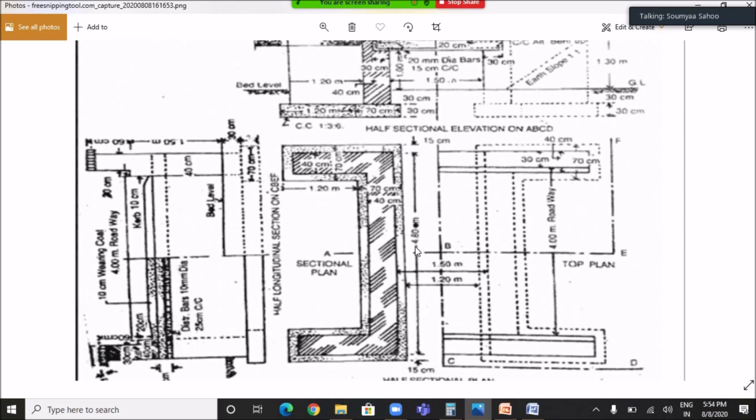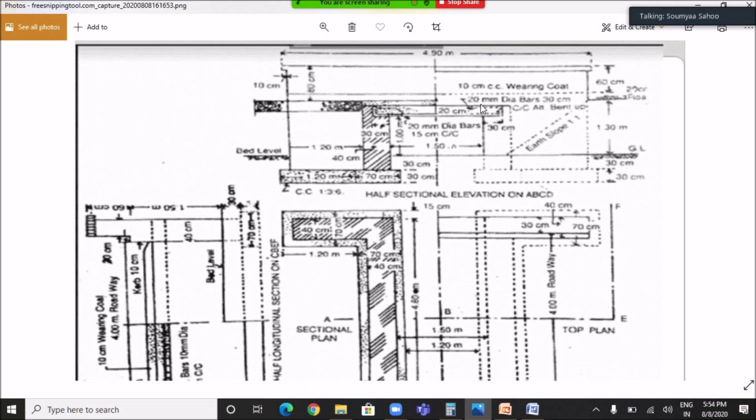So the length of the abutment will be 4.8 plus 0.15 plus 0.15 equals to 5.1 meter, and the breadth for which cement concrete work is to be done is 70 centimeter or 0.7 meter, and the depth of the abutment for which cement concrete work is done is from here to here. The cement concrete work is done from this level to this level. So this is 30 centimeter or 0.3 meter.